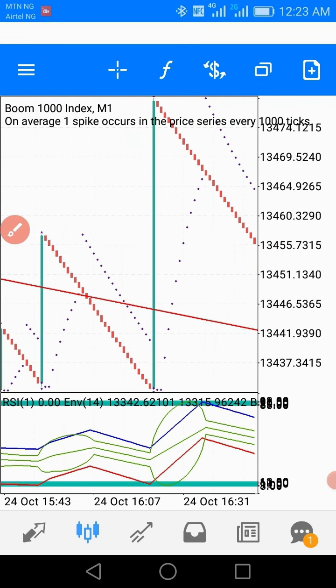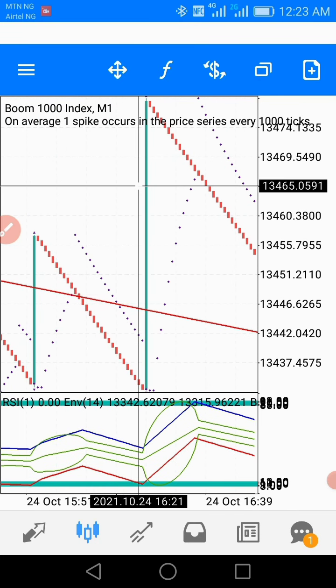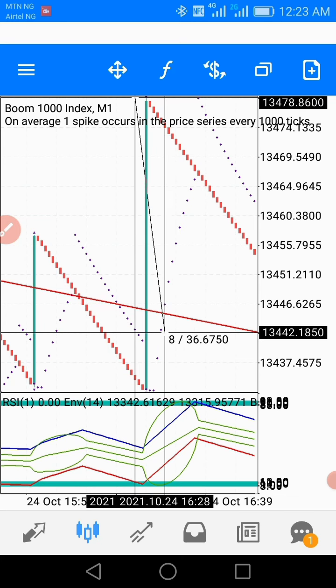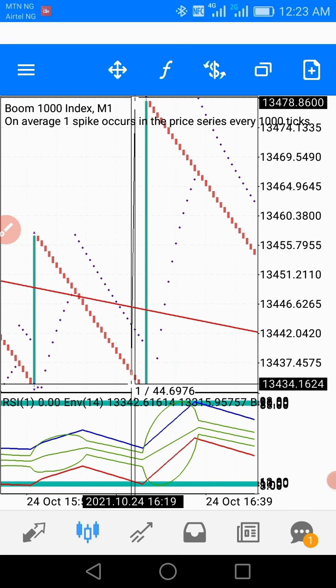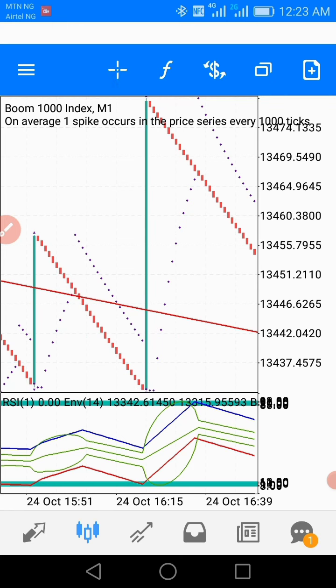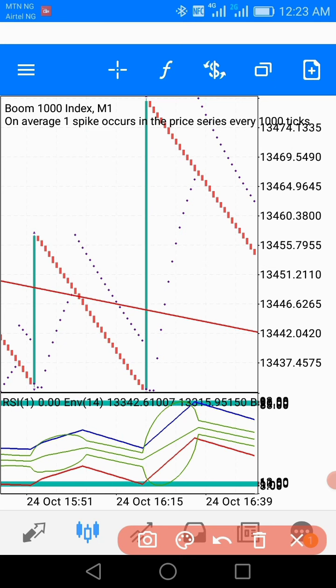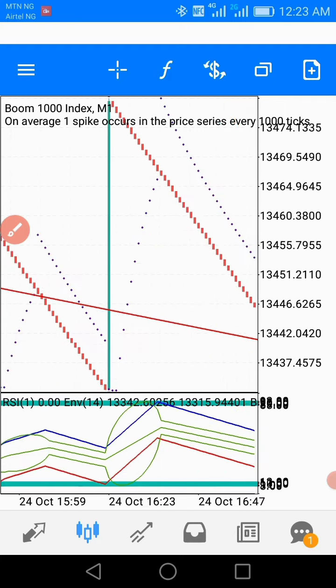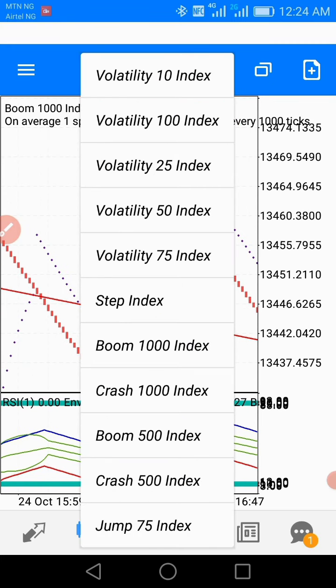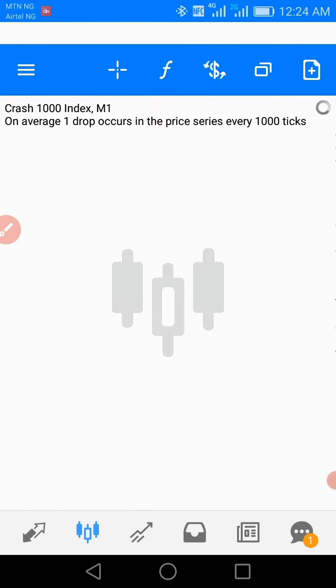Now let's look at this as well. The pips made, over 40. That's the first condition. The second condition, look at the crossing here, and then the parabolic SAR introduced. You would have taken your 10 candlesticks and you are out of the market, guys. So that's it. I don't want this video to be too long, so let's quickly go to Crash and let me give you the condition there.